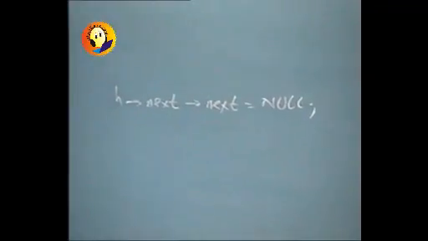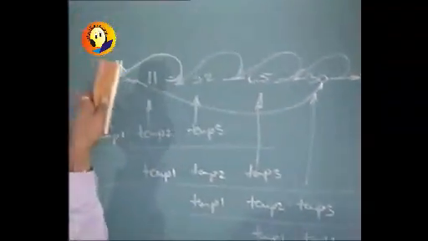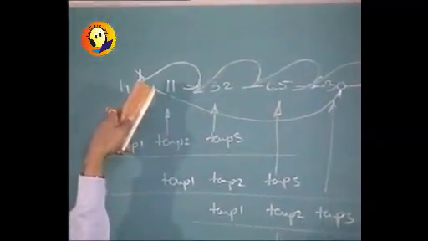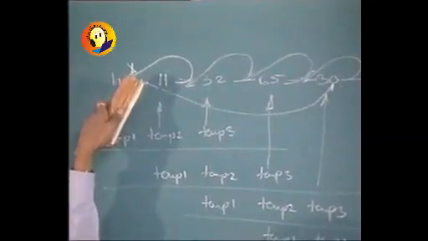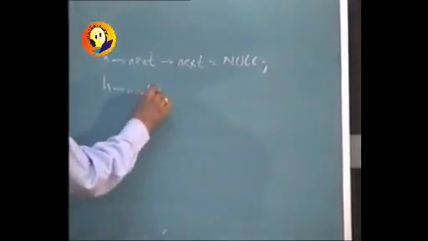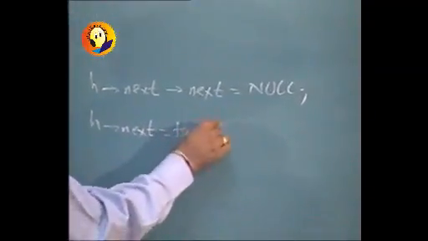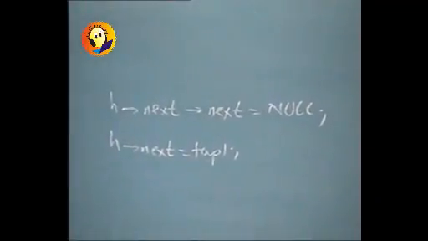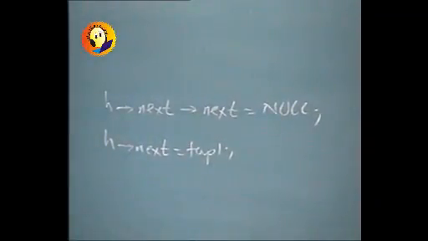h arrow next will take you to this node. उसका next जो है वो अभी header को point कर रहा है. Instead of that, make it null. And then you set h arrow next to temp1. And the list will be reversed. Here we have not generated even a single extra node. एक भी node generate नहीं किया इसमें.